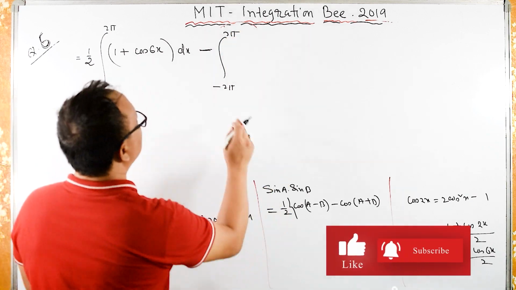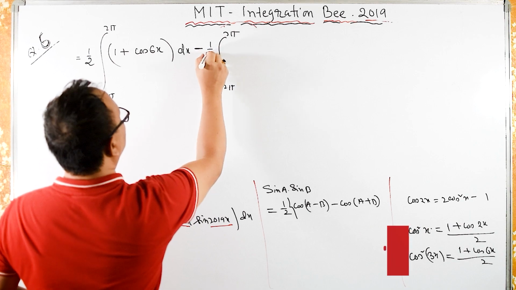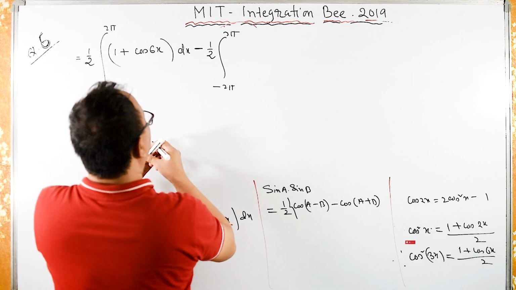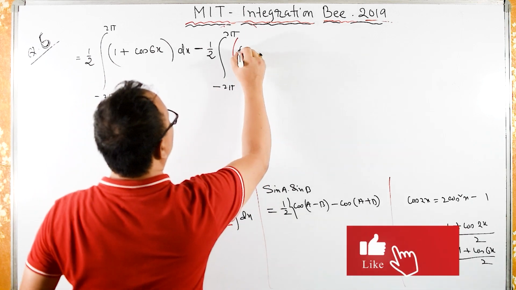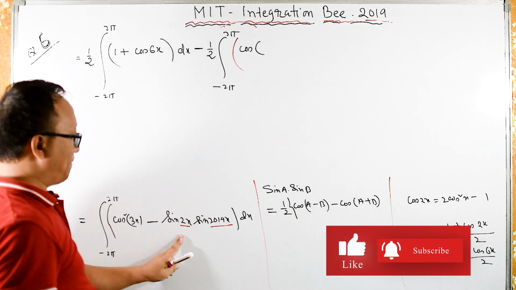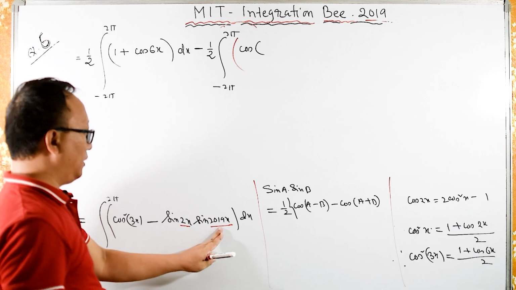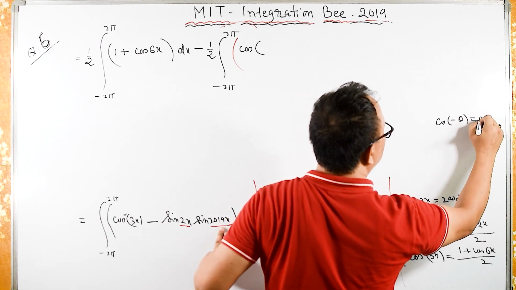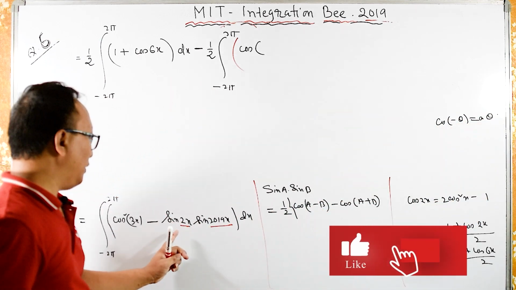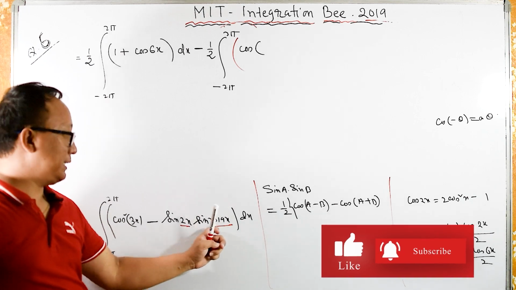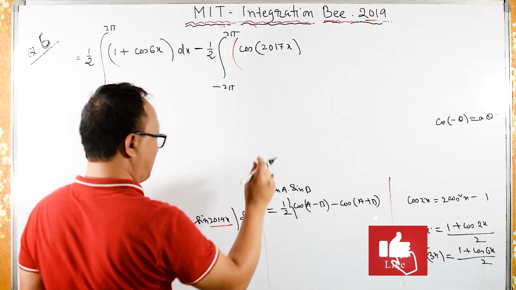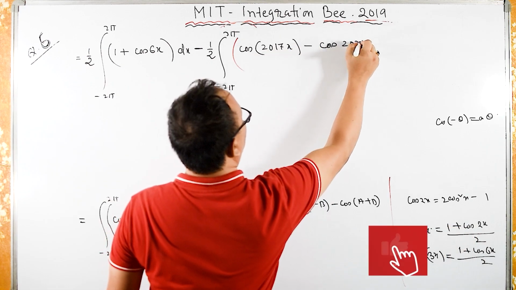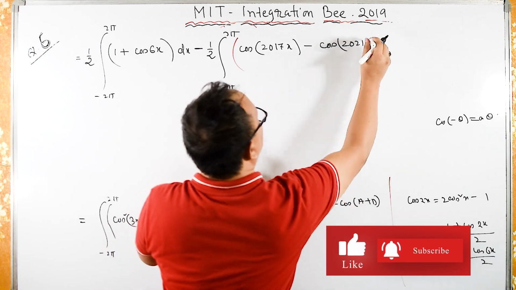Here also we have half, so I can send half outside, and then this is cos of a minus b. Here we have cos of a minus b, so this minus this is a minus b. But remember cos of minus theta is the same as cos of theta. So if you subtract from here to here, or here to here, it doesn't affect anything. So 2017x minus cos of 2021x, and then this is my dx.